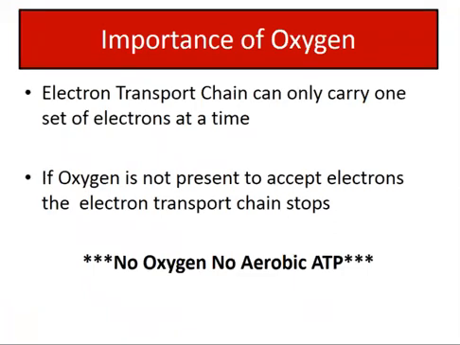The electron transport chain can only carry one set of electrons at a time. And if oxygen is not present to accept electrons, the electron transport chain stops. So no oxygen, no aerobic ATP.